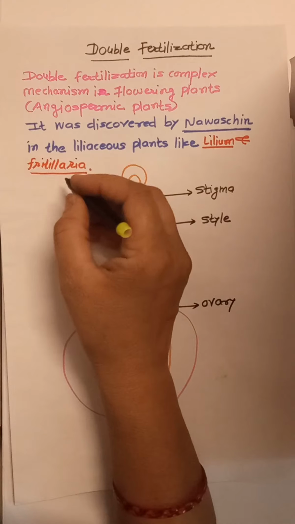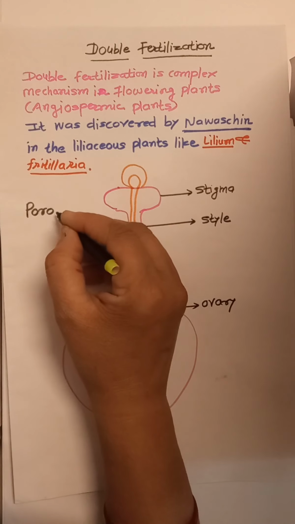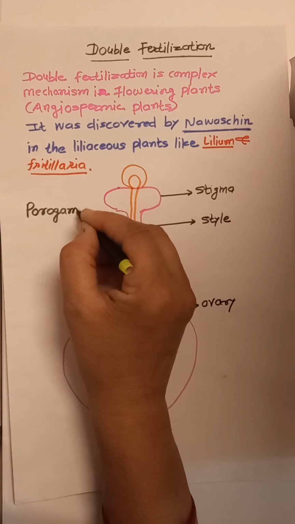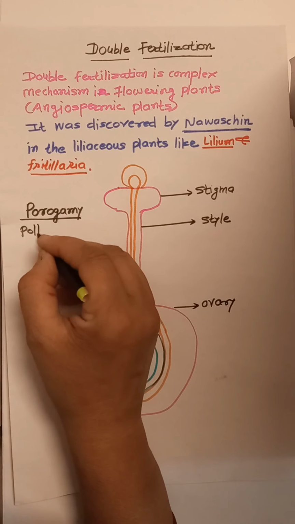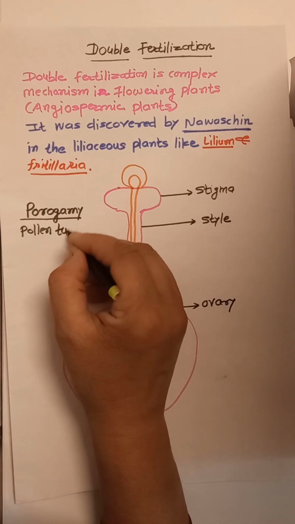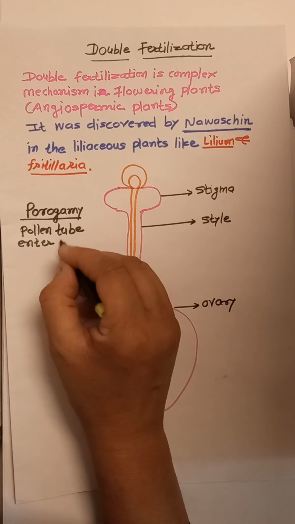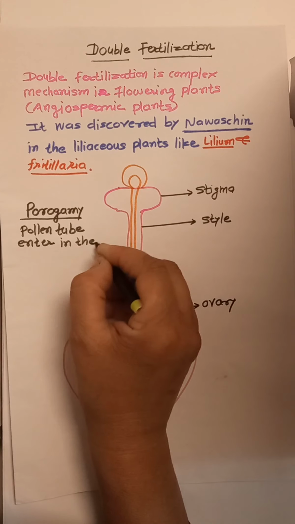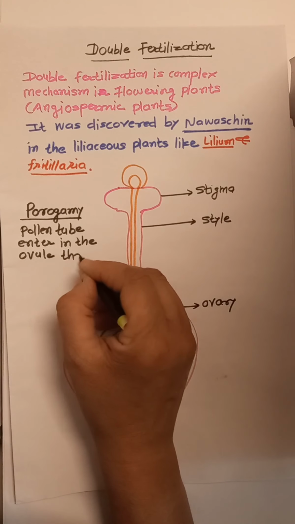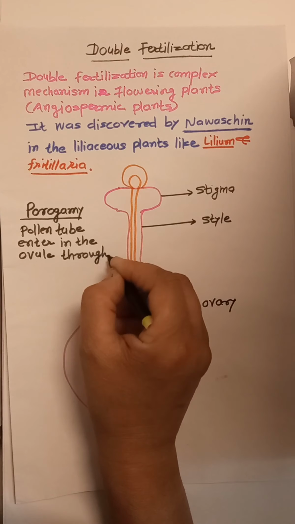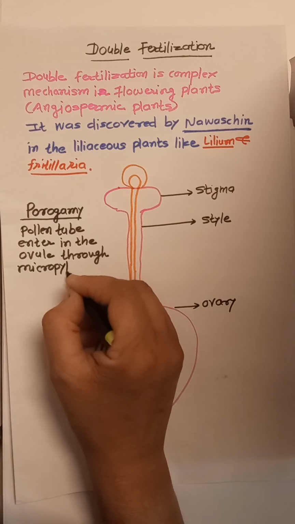So first event is porogamy. Porogamy means pollen tube enters in the ovule through micropyle. This is called as porogamy.